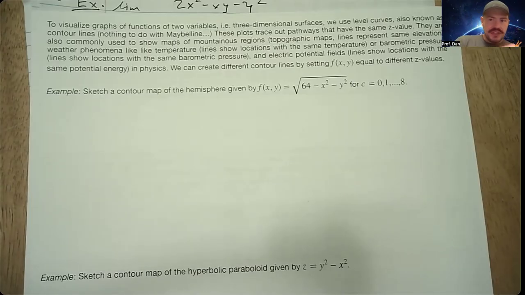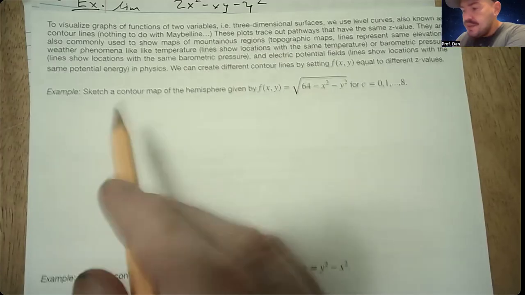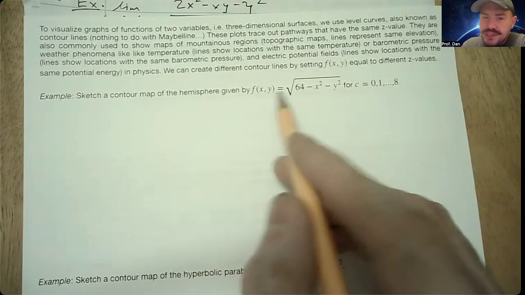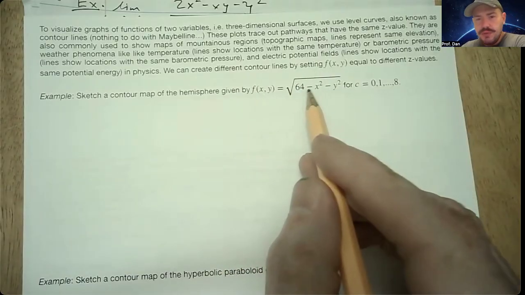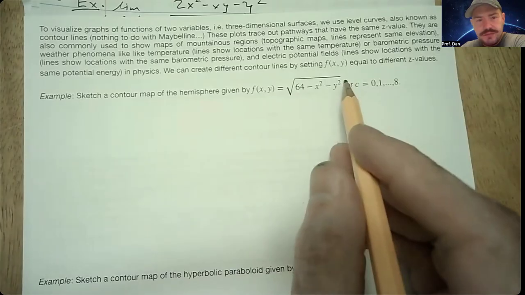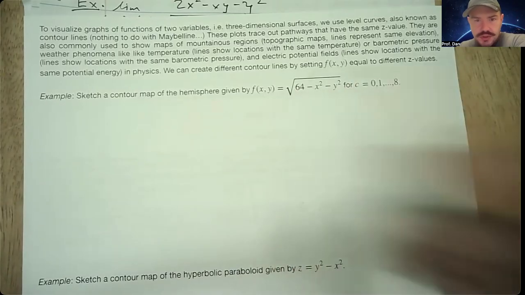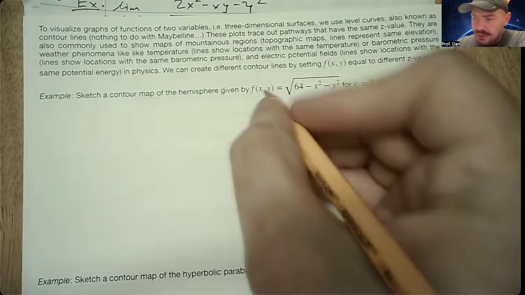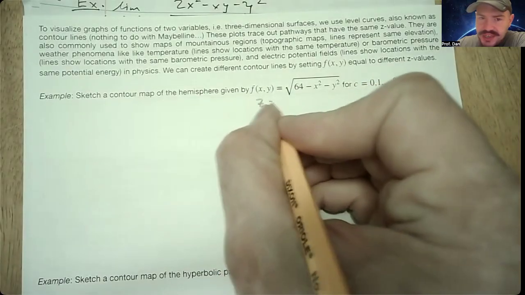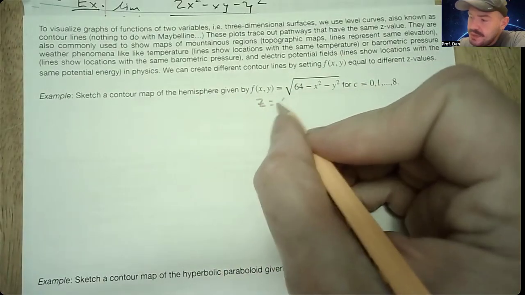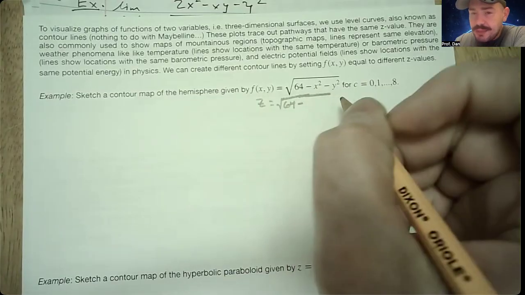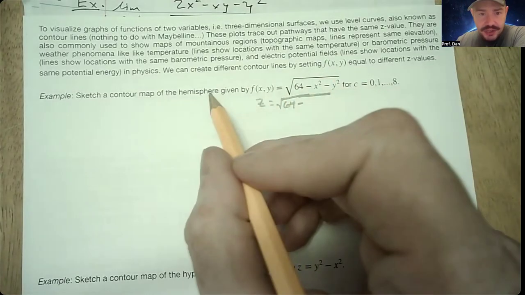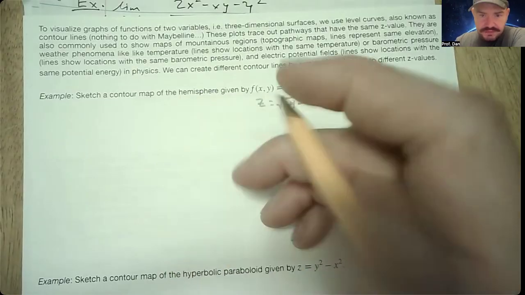So let's look at how we can actually draw these. First we're given this function, f of xy is equal to the square root of 64 minus x squared minus y squared. If we were to rearrange this, remember f of xy we can always write as z, and that's the positive square root, so it's only going to give us the top half of a sphere, right, a hemisphere.